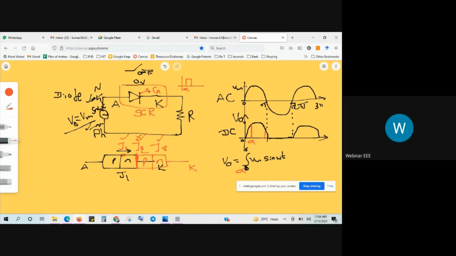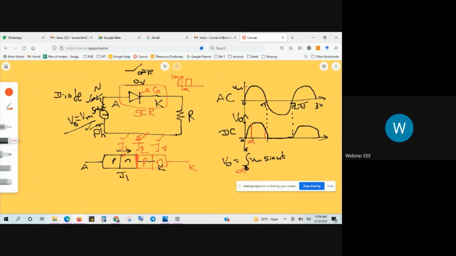I'm using one gate terminal. In this gate terminal, I am giving one current or gate pulse. Whenever I give the gate pulse at alpha, that is 30 degrees, 60 degrees, 90 degrees, whatever it may be, at that value the junction J2 becomes forward biased. That's why I'm getting the controlled output voltage here. So this gate terminal will decide when we should get the output voltage. By varying the firing angle alpha, we'll get the variable output voltage.